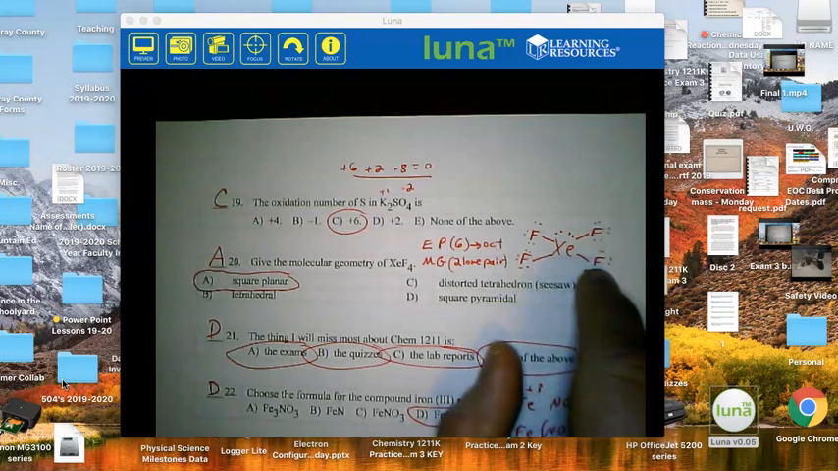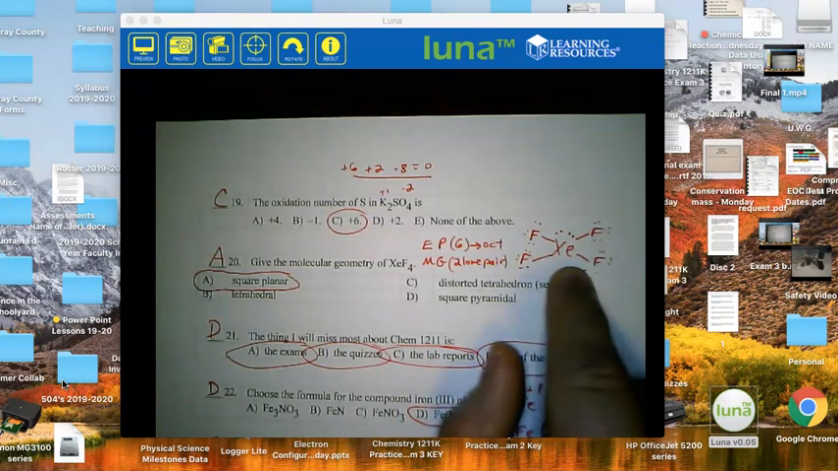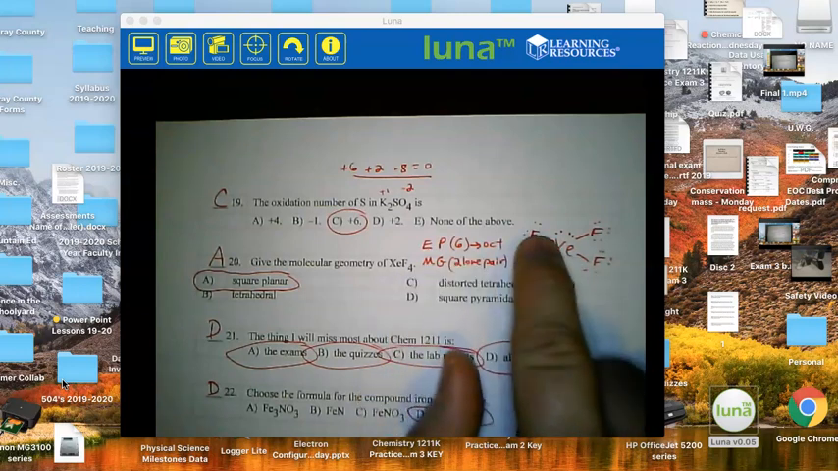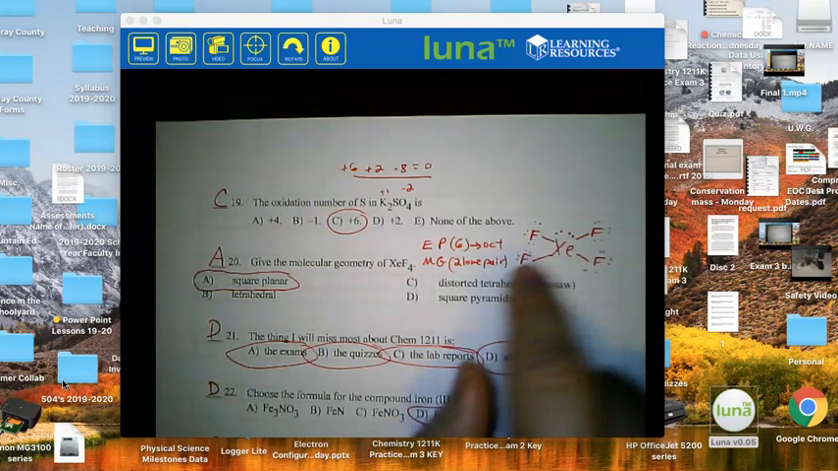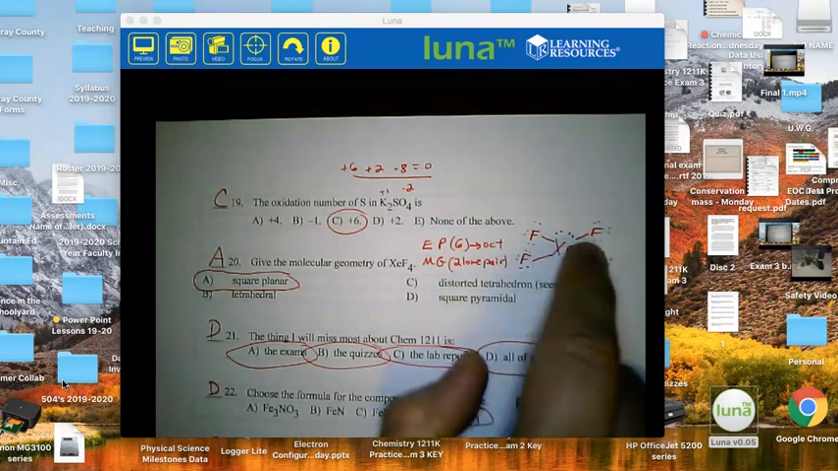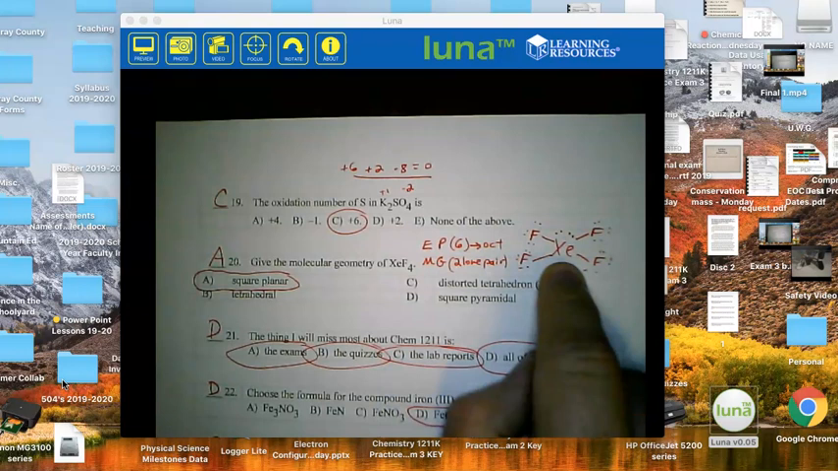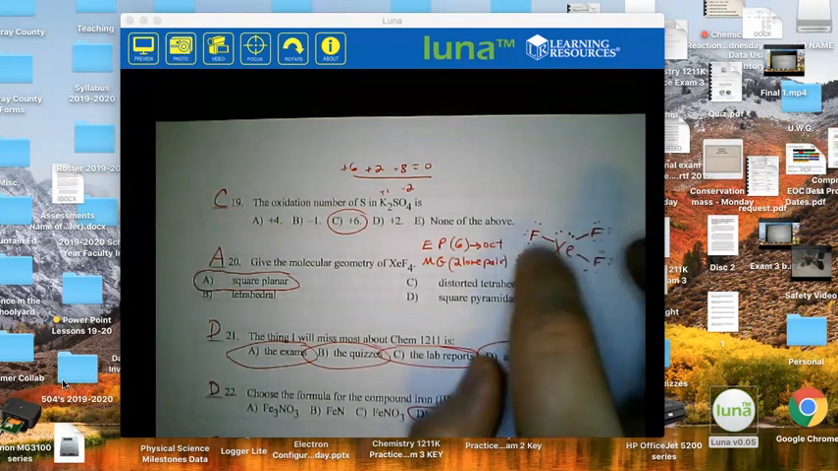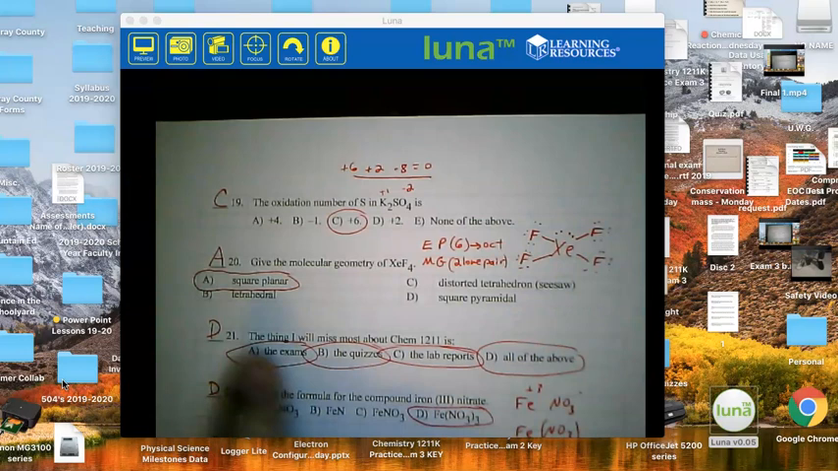All right, so the question is, what is its molecular geometry? So here we can see we have 6 electron pairs, 1, 2, 3, 4, 5, 6. So its electron pair geometry would be octahedral. But because it has 2 lone pairs here, if you remember from the PhET simulation, it's going to be square planar. So it looks kind of like an X on the same plane here, an X shape, and so that's square planar.